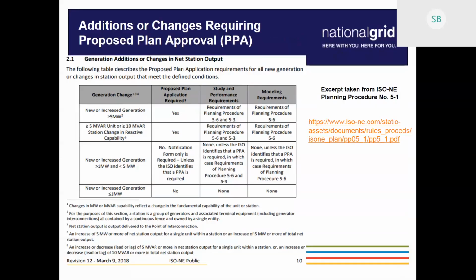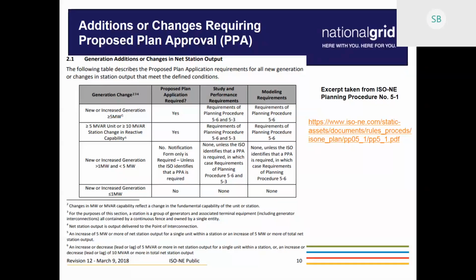Let me start at the top. For any new generation or changes in net station output of 5 megawatts or greater, ISO requires a proposed plan application for that interconnection, which also requires a full transmission planning study that should follow the guidelines of Planning Procedure 5-3, which lays out the different levels of analysis, and should also follow the performance requirements and modeling requirements of Planning Procedure 5-6.